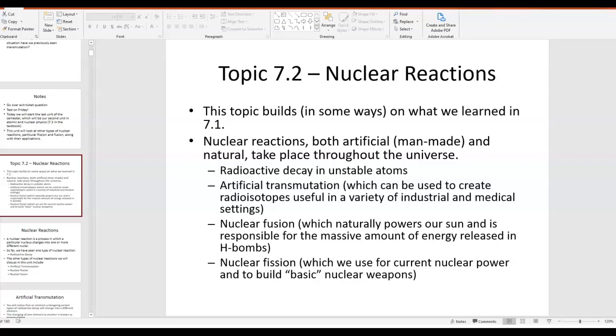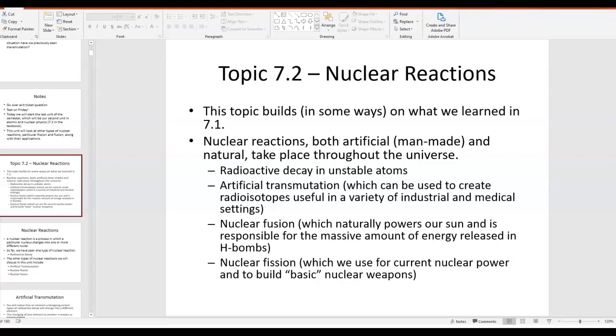Some of those include things like radioactive decay, which we already talked about in 7.1 when we covered alpha decay, gamma, beta plus, and beta minus. You have radioactive decay when an atom has an unstable nucleus because there's an imbalance between the strong nuclear force and the electromagnetic force holding everything together. Radioactive decay is one example of a nuclear reaction.